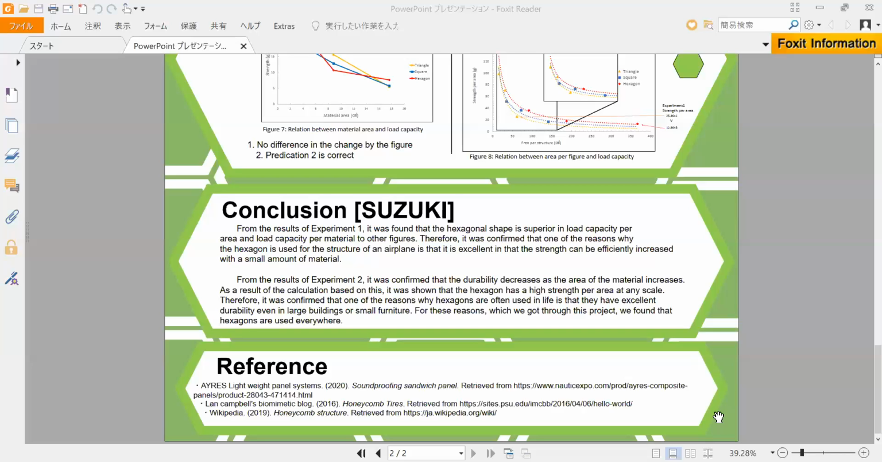For these reasons, which we got through this project, we found that hexagons are used everywhere.